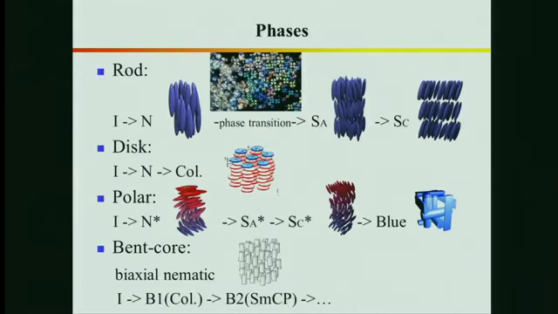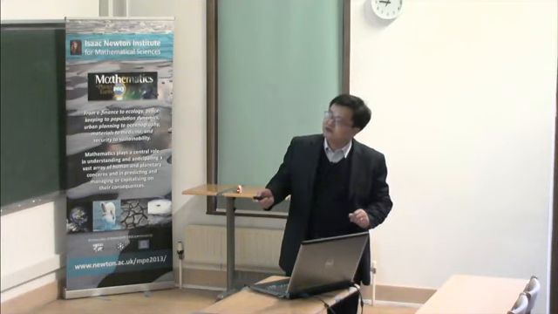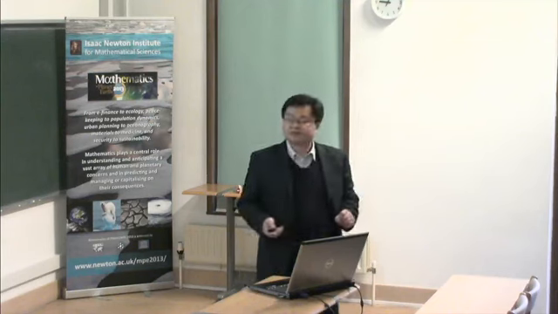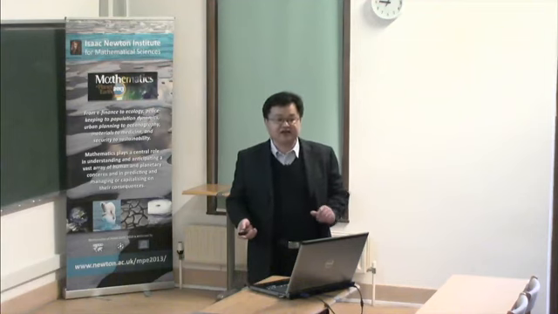For the rod, you have the nematic phase, smectic A phase, smectic C phase. For the disc, the symmetry is the same as the rod, but the smectic phase is different. It means the symmetry is not enough to describe the phase, so the shape is also important. For the polar molecule, they have the S star, SA star, and a lot of blue phases. For the bent-core molecule, there are now also a lot of phases, but it's not clear.